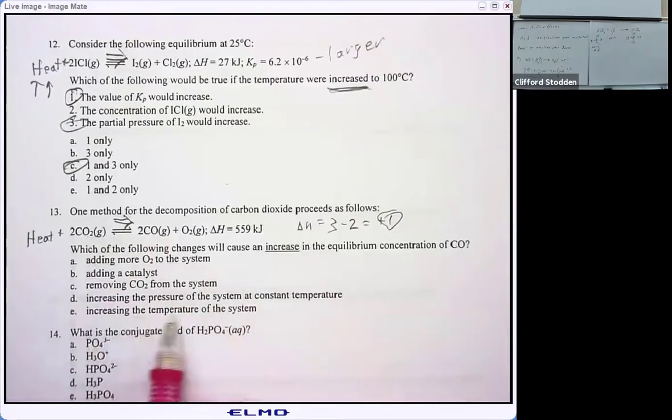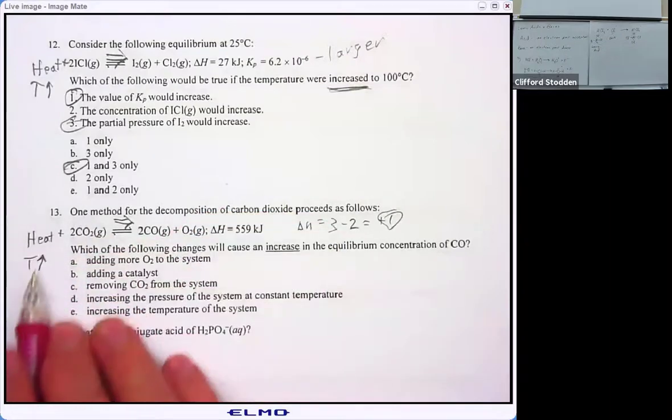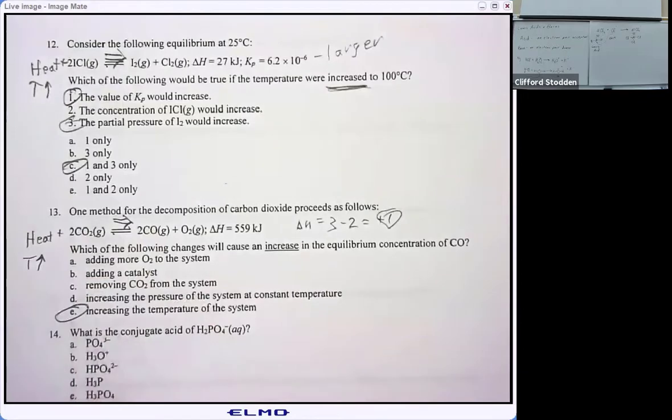And the last one, increasing the temperature. Increasing the temperature, that's the one that would put pressure on the reactant side and would shift it to the right. That's what we're looking for. So that's a good question. It has a lot of different aspects to it.